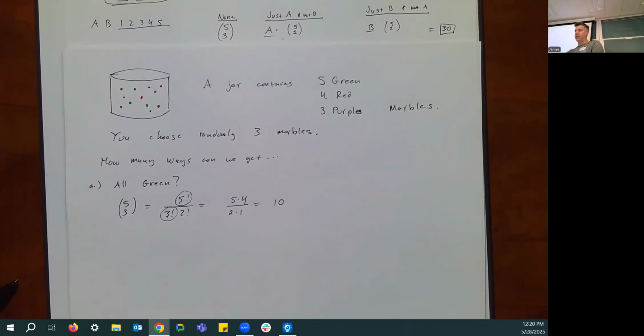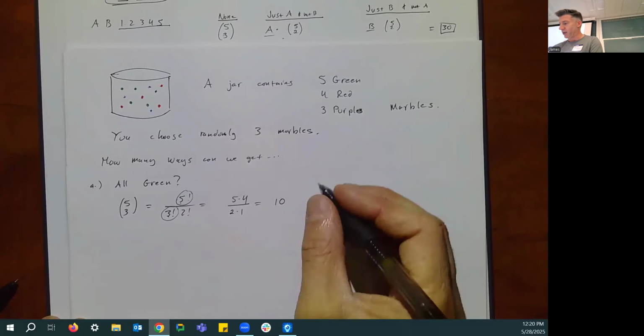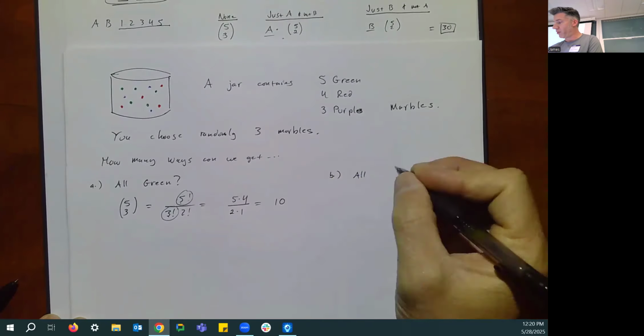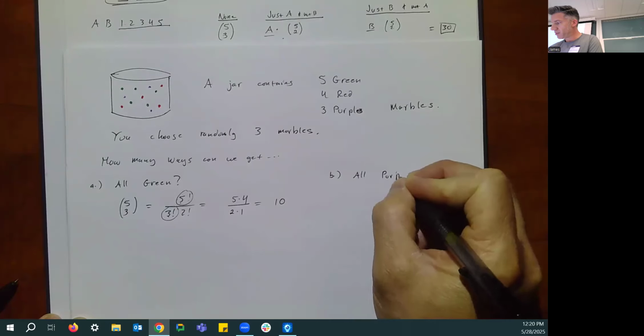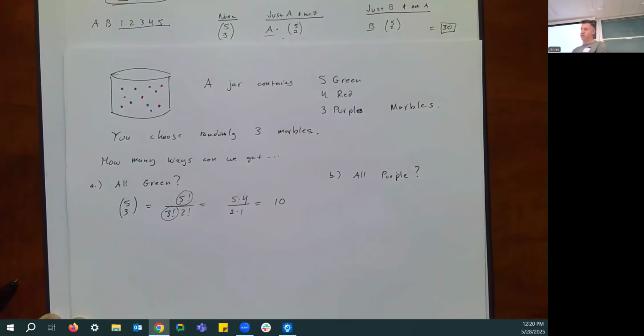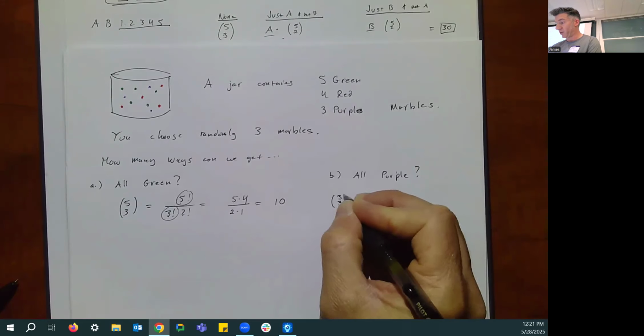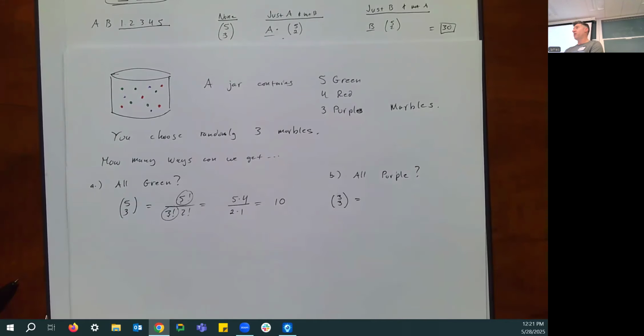Now, I'll say something more about this in a minute. What if I wanted instead all black? Oh, sorry, all purple. Change the color from the original problem just because I had a purple pen. Well, for all purple, how many purple marbles are there? There's 3 of them. So the only way to choose all purple marbles is to choose the 3 that there are. And we don't even have to write anything down here.